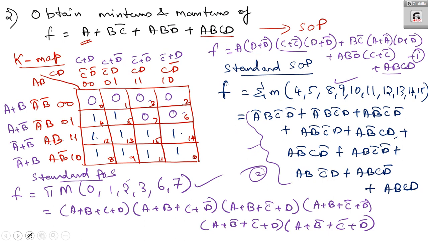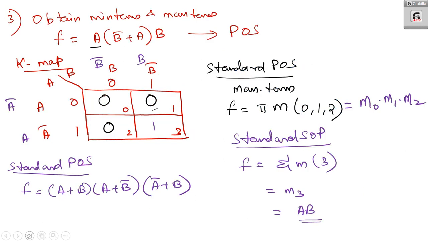Okay. And now coming to the third question. In the third question also I have derived it, since the given question is in POS form, product of sums form. We can convert it into standard POS or standard SOP form using this K-map method. Okay. So we will have one more question, the fourth question.